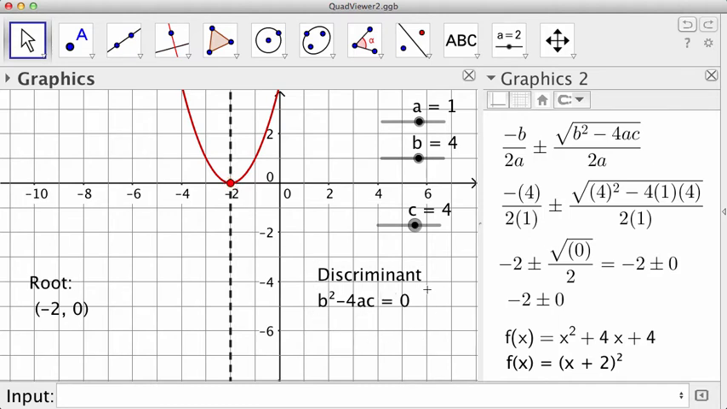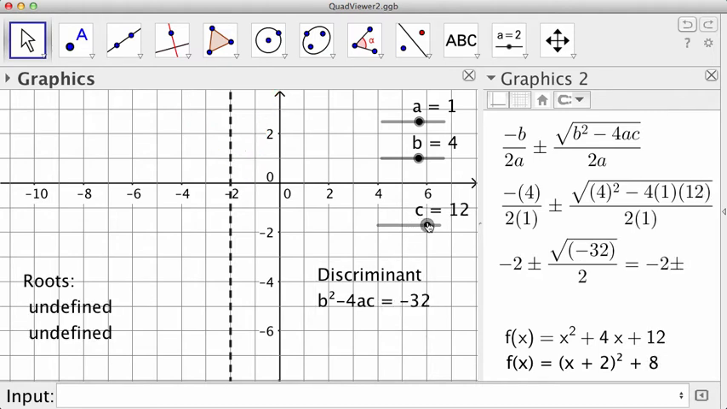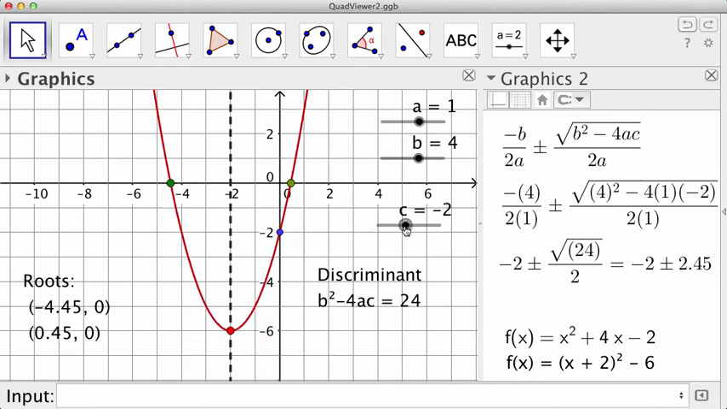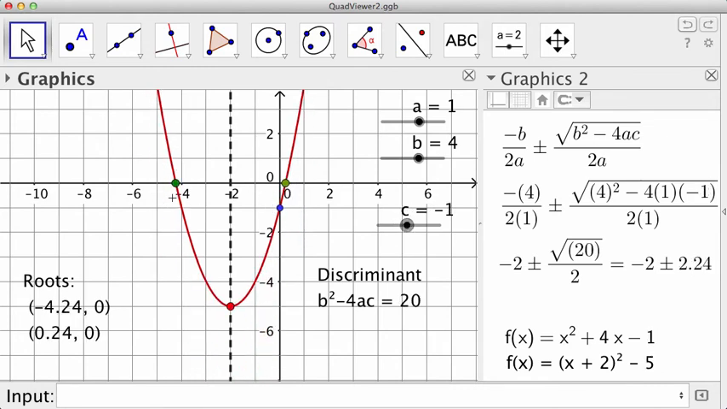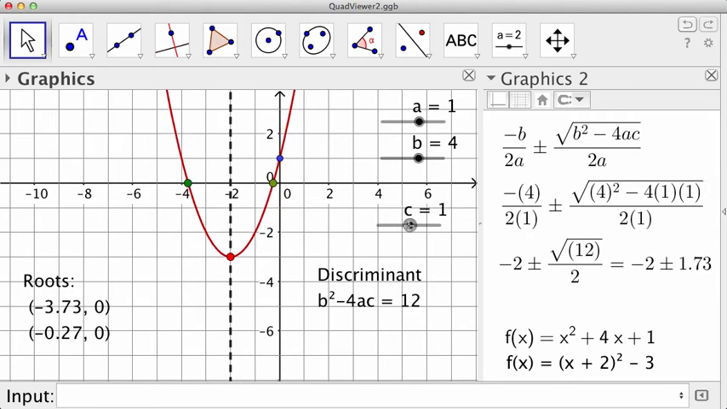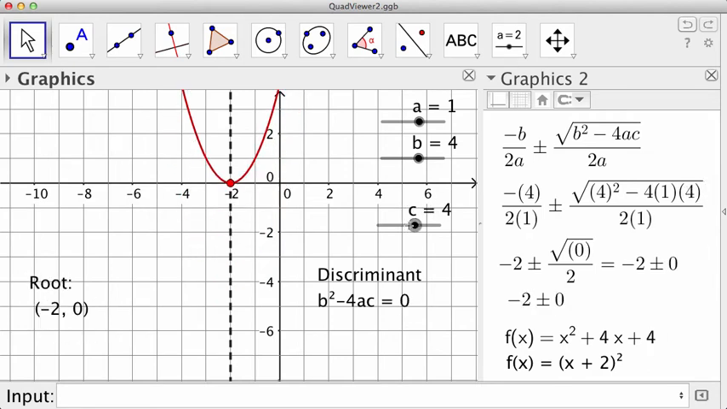So take note of the fact that the discriminant is now equal to 0. When the discriminant is positive, we have two roots, two solutions to our equation. When we move the vertex up onto the axis, the discriminant is now equal to 0, and we have only one solution to our equation that sets it equal to 0.